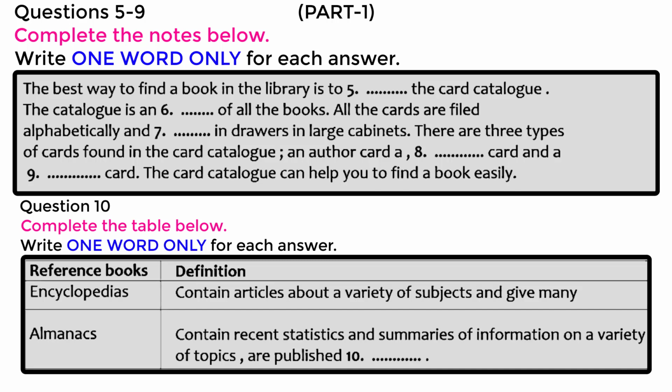First, dictionaries. Dictionaries are books that list and give the meanings of the words in a language. They also give the pronunciation of words in a dictionary, which are listed alphabetically.